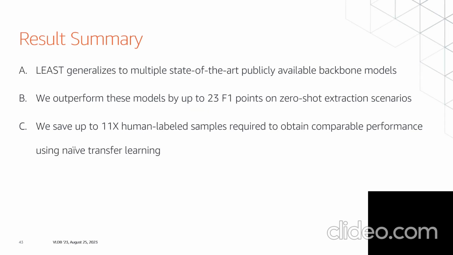So to summarize, our results show that LEAST generalizes to multiple state-of-the-art models which have been made publicly available. And we show that our model performs well on publicly available benchmark datasets. We outperform state-of-the-art models by up to 23 F1 points and save up to 11 times the human-labeled samples, essentially making the human labeling cost one-tenth of what was needed before to achieve similar performance.